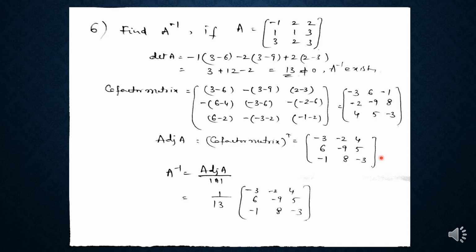A inverse is equal to adjoint A by det A, that is 1 by 13, since det A is equal to 13, into adjoint A: minus 3, minus 2, 4, 6, minus 9, 5, minus 1, 8, minus 3. So that is the adjoint A. So A inverse is equal to 1 by 13 into the matrix minus 3, minus 2, 4, 6, minus 9, 5, minus 1, 8, minus 3. So thus we can find the inverse of the matrix.